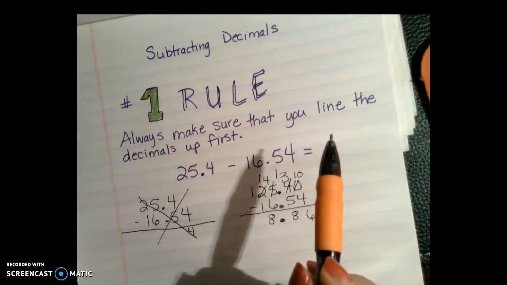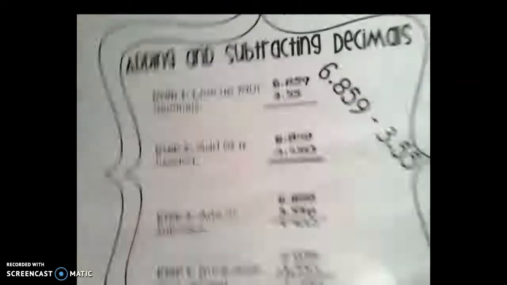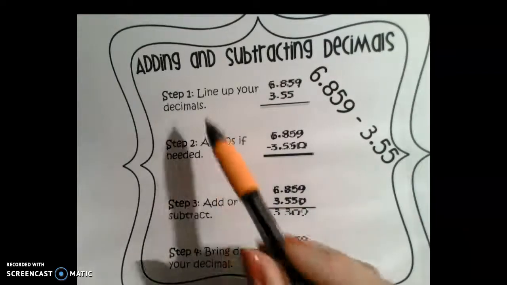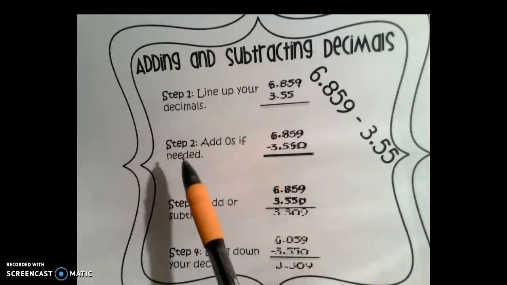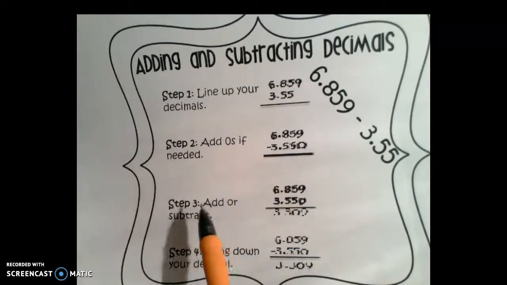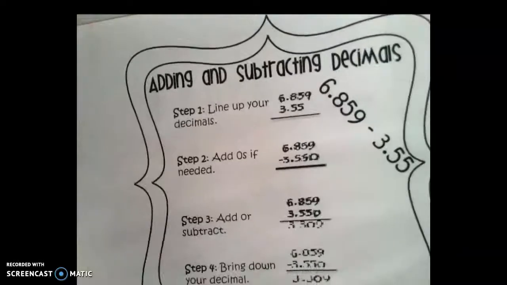You have your adding and subtracting decimals reference sheet that looks like this. Remember, I asked you to print it out or copy it down in your math journal so that you would remember your steps. Step 1, line up your decimals. Step 2, add zeros for missing digits if you need to. Step 3, add or subtract, and then bring your decimal down in a straight line and don't let it mess you up. Now I have some practice problems for you to do on subtracting decimals.